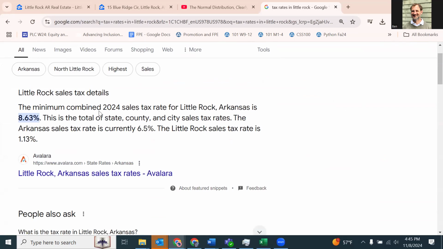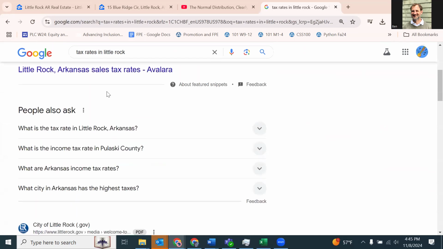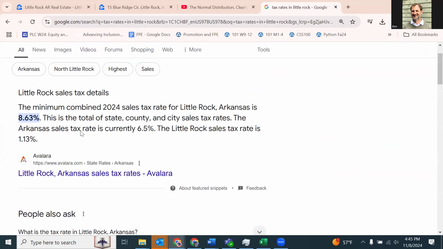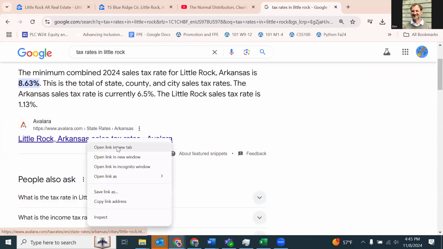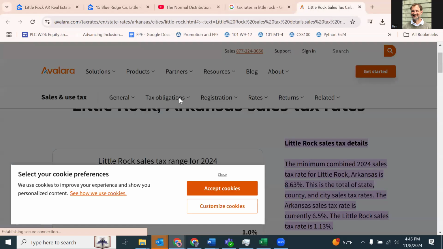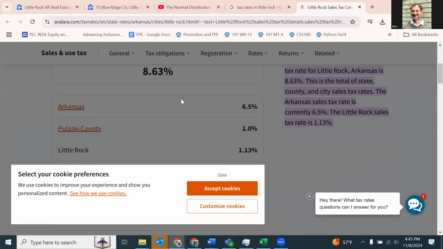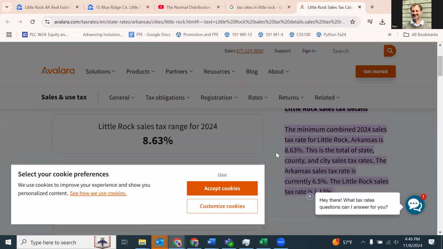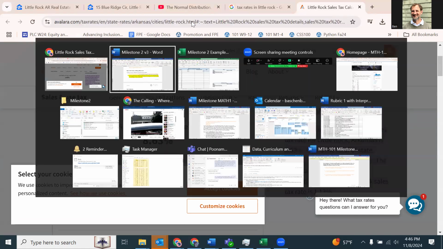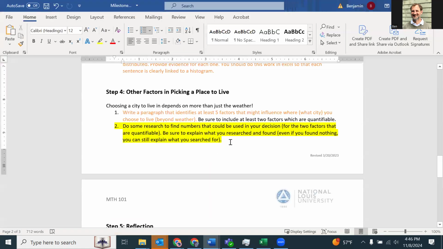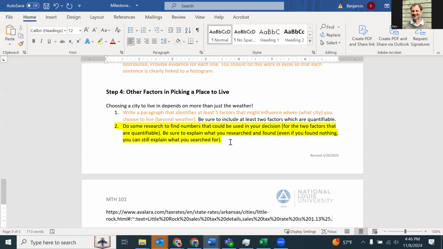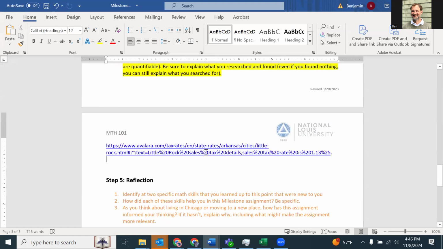And again, remember when you're doing research, you want an actual site. So don't just copy this part. You would want to go to Avalara. I have no idea what Avalara is, but maybe they break down tax rates in different places. So then I can copy this URL over into my answer. Copy, paste, enter. Remember, you can clean these links up if you want.